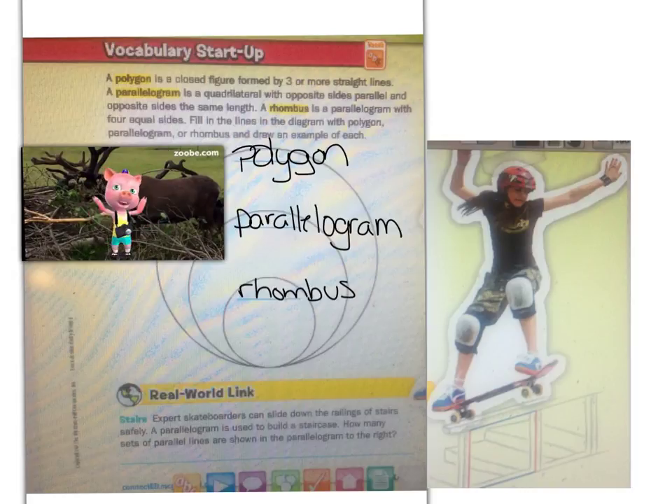Anyway, let's talk about geometric figures. A polygon is a closed figure formed by three or more straight lines. A parallelogram is a quadrilateral with opposite sides parallel and opposite sides the same length. A rhombus is a parallelogram with four equal sides. Let's see how they all relate.